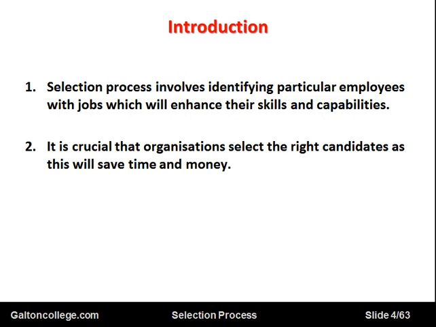It's crucial that organisations select the right candidates, as this will save time and money. The quest for the right workers is expensive. They have to be found, selected and recruited and trained and inducted into the business. So the whole process is quite expensive. So it's important to find the right ones, find them efficiently and try to retain them when they have been found.